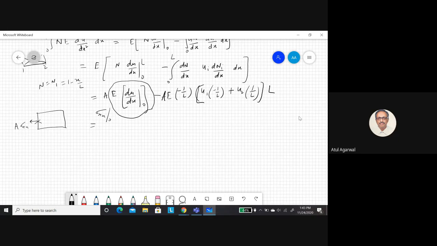What am I doing? There is also a minus sign. You see, here at x equal to L, it was 0. So there is a minus sign also. Any doubt? No, sir. So you get, what is this value of the force? So you are getting a force in this direction.